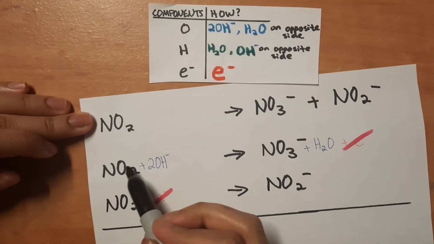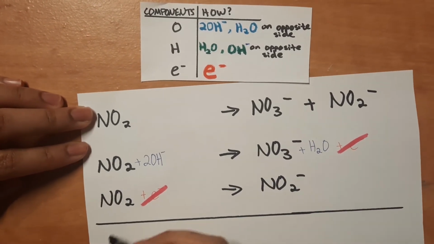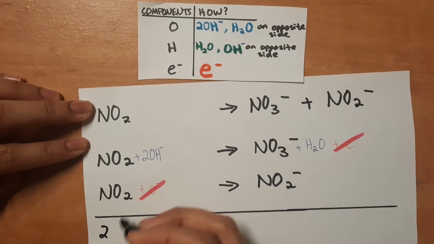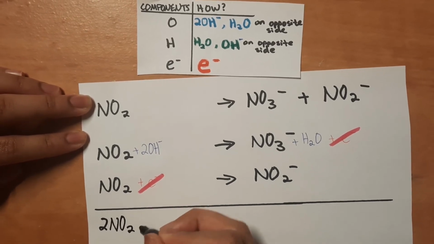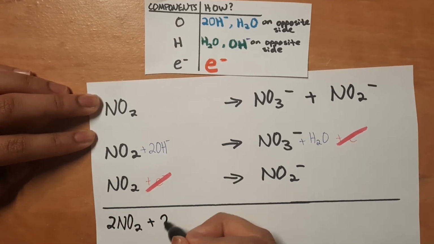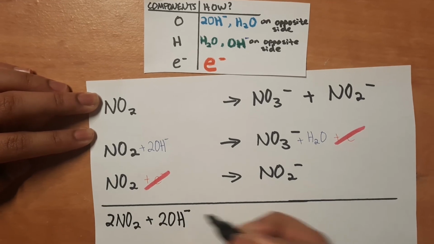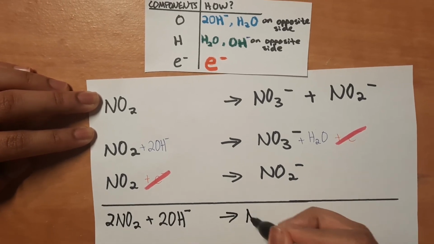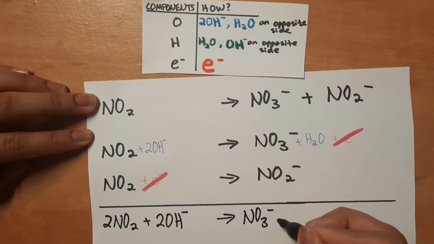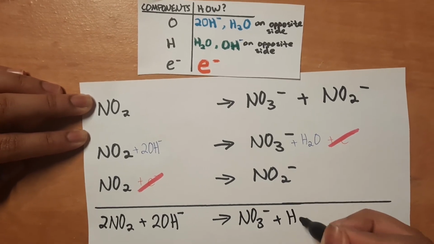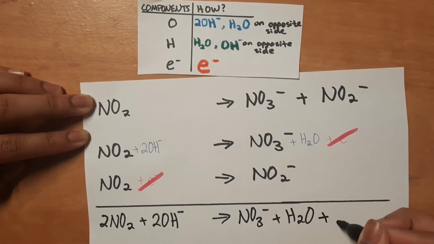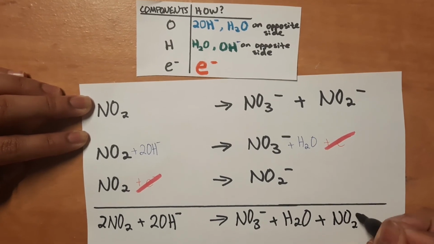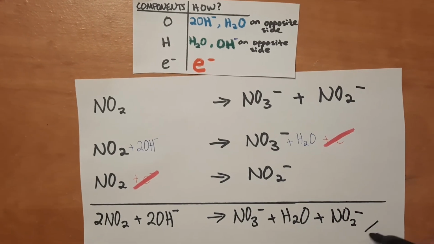So we see here the NO2 and the NO2. They combine. 1 plus 1, 2. 2 NO2 plus 2 hydroxides yields nitrate and a water molecule and a nitrite ion. So this is our final answer.